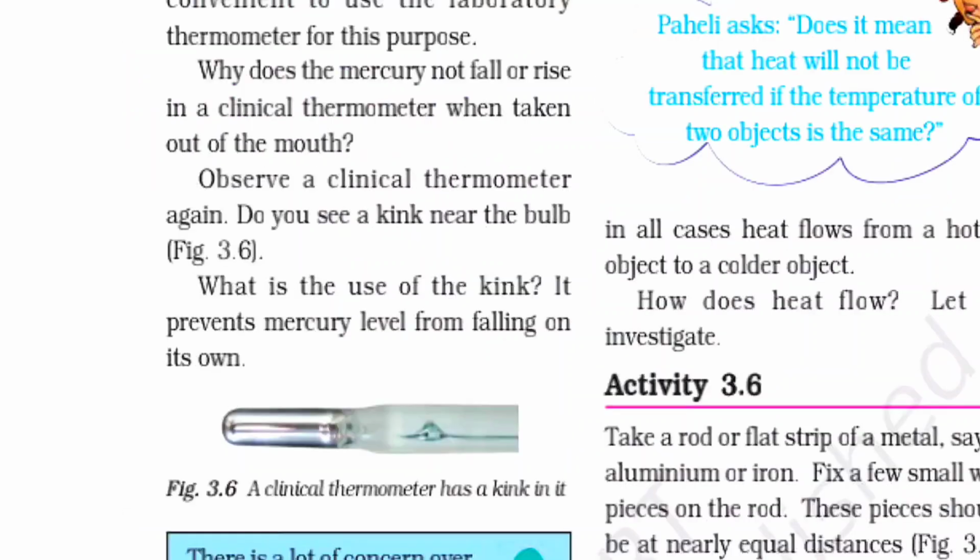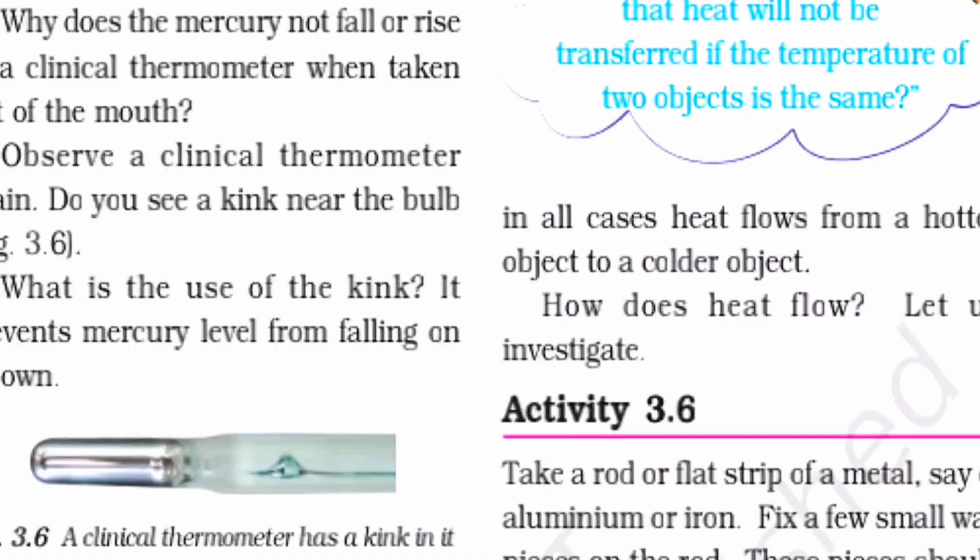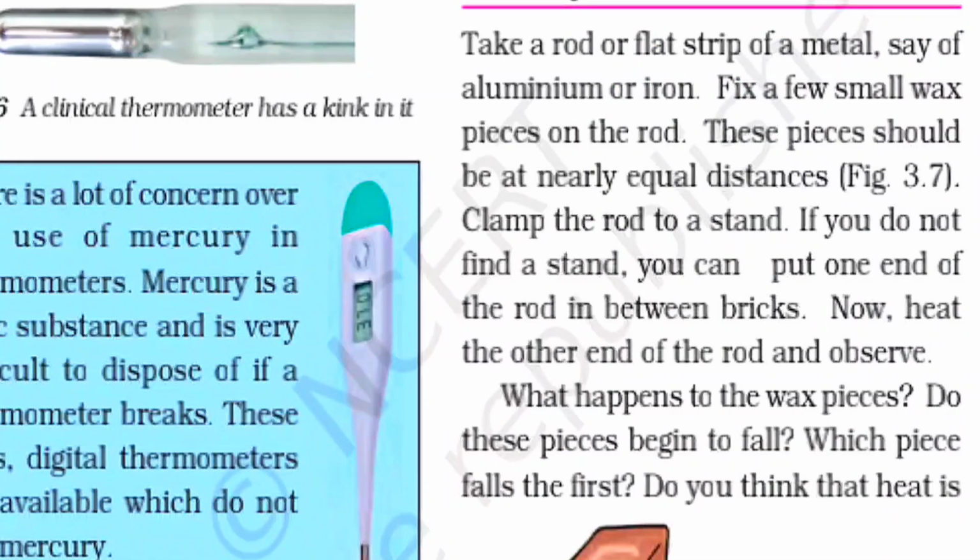In fact, in all cases, heat flows from a hotter object to a colder object. How does heat flow? Let us investigate. Activity 3.6. Take a rod or a flat strip of metal, say of aluminium or iron. Fix small wax pieces on the rod. These pieces should be at nearly equal distances.